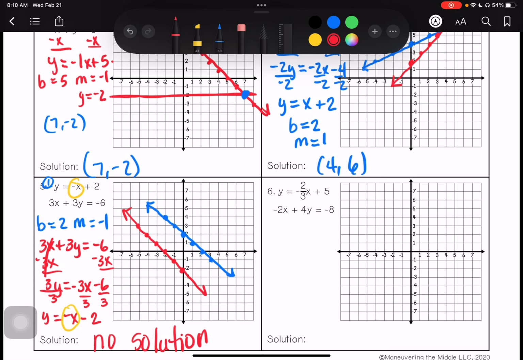Number 6, we're going to plot the first one. My y-intercept is 5. My slope is negative 2/3. Go down 2 to the right 3, or I can go up 2 and to the left 3. And draw your line.